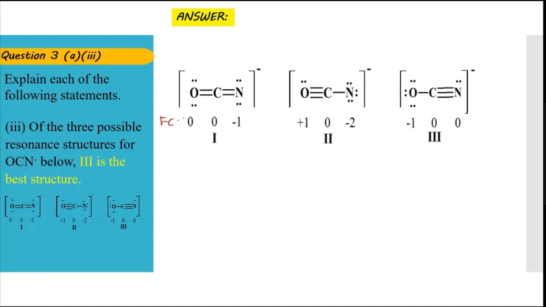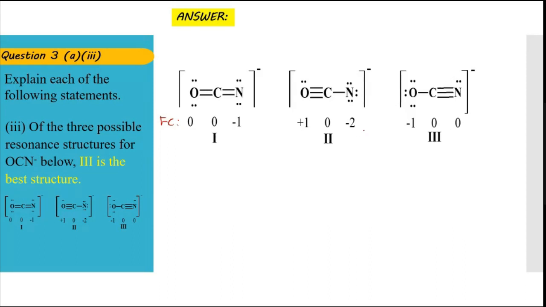Formal charge, if you have to calculate yourself, then you need to calculate. Normally, if you are asked to find the best Lewis structure, the most plausible, the most stable, then you need to base it on formal charge. So if it's not given in the question, you calculate yourself. For this question, it's easy because it is given already.